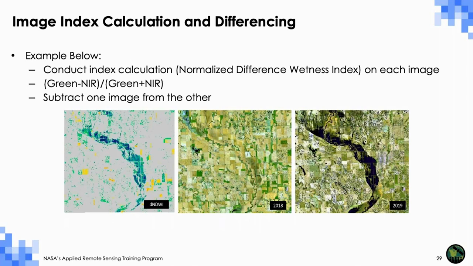So here's a quick example of image differencing using a normalized difference water index, or NDWI. You can see the true color images here from 2018 and 2019 on the right. And the NDWI is calculated using green and near infrared bands for both of those dates. And then the images are differenced using that new NDWI band. So the differenced image highlights flooding in blues and greens on the differenced image, showing us just how different water inundation was between these two dates.